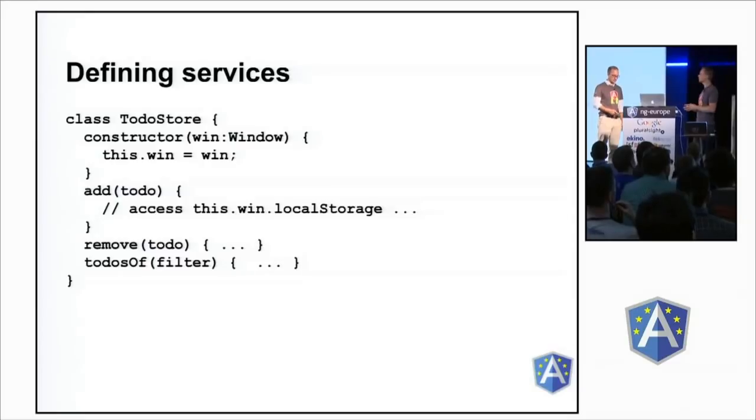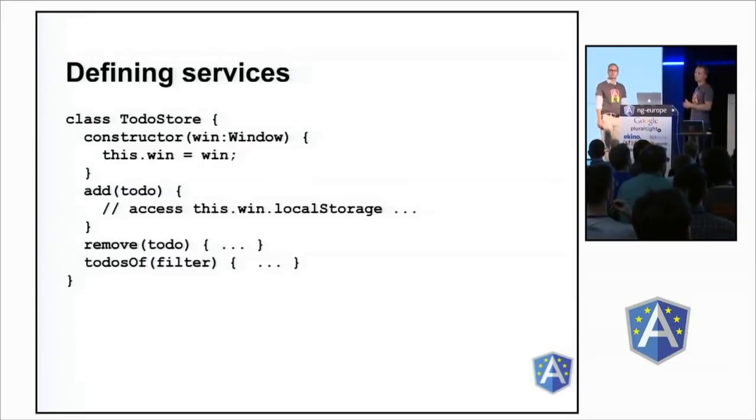Because of dependency injection, we can say we need a window in this particular class, and the window will be provided to the constructor using DI. And then we have the usual API interface defined using properties and methods that the rest of the application can use to interact with the service. Okay, that's nice. So next thing is probably we take the service and register it in an Angular.module, right?